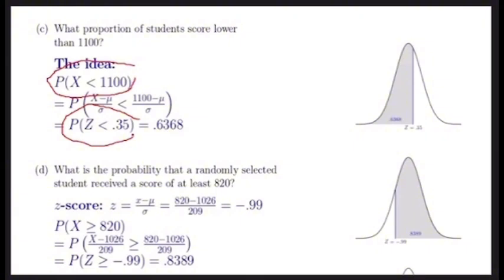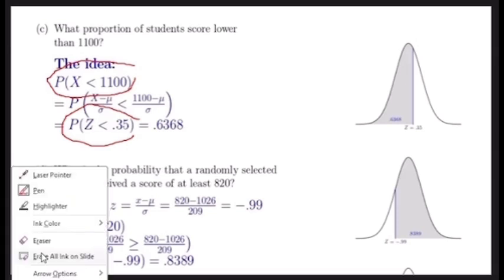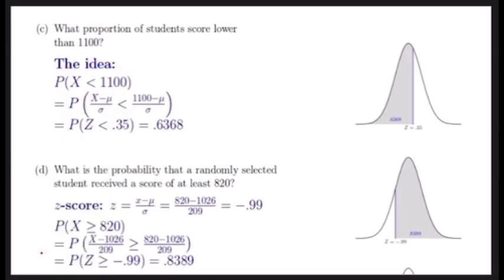Now, question D. Before I go today, question D, because we're still going to continue with this material. Now, question D: what is the probability that a randomly selected student receives a score of at least 820? At least means greater or equal. For a continuous random variable, greater or equal is the same thing as greater. Does that make sense? Less or equal is the same thing as less than. Now, at least, mathematically, you want to interpret that as this.